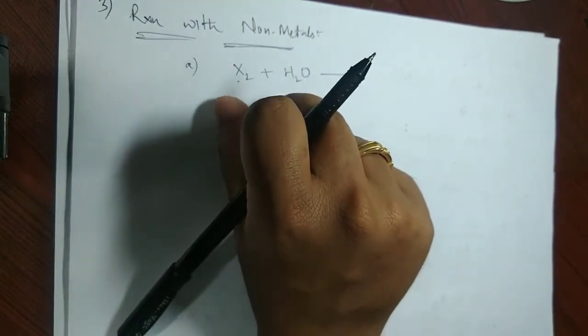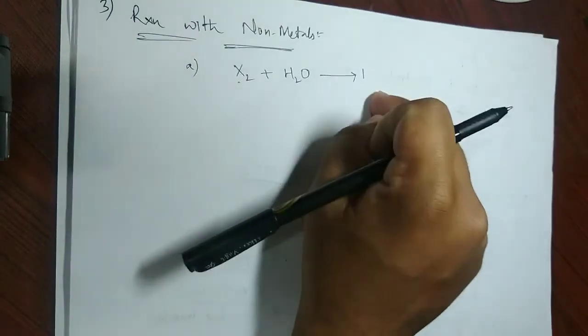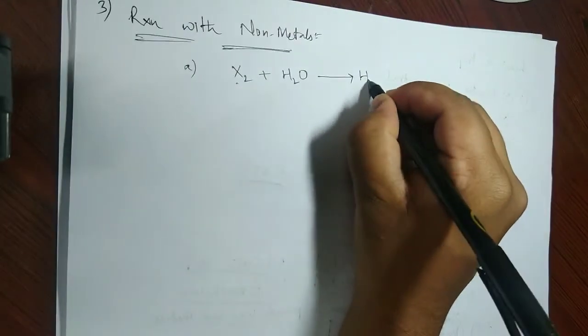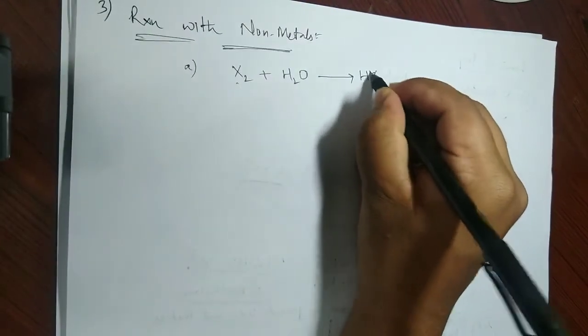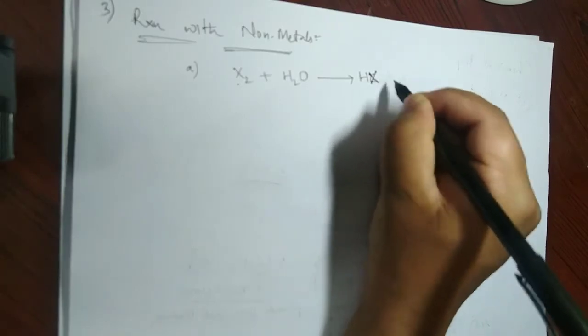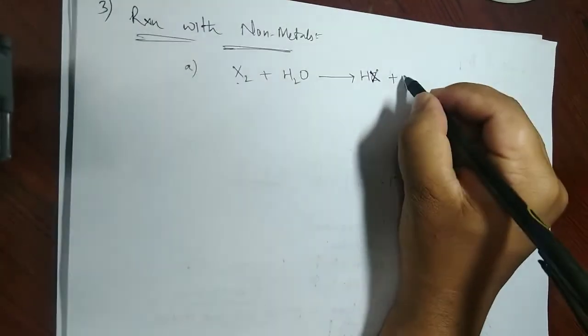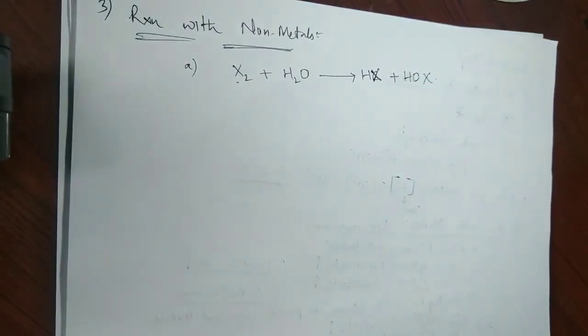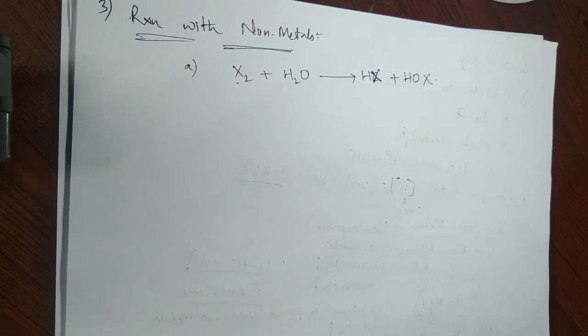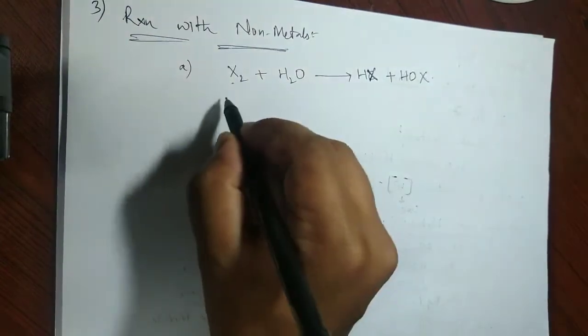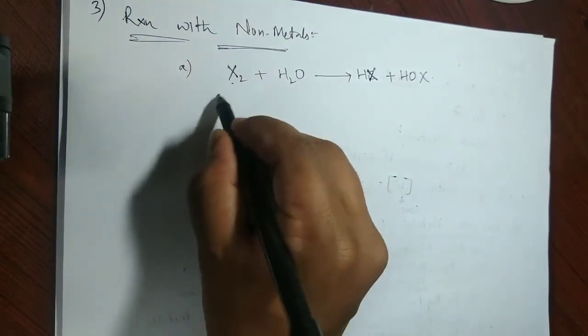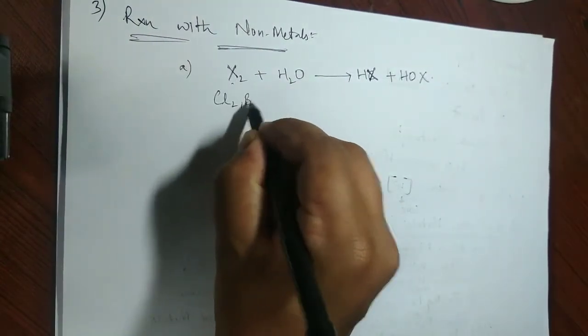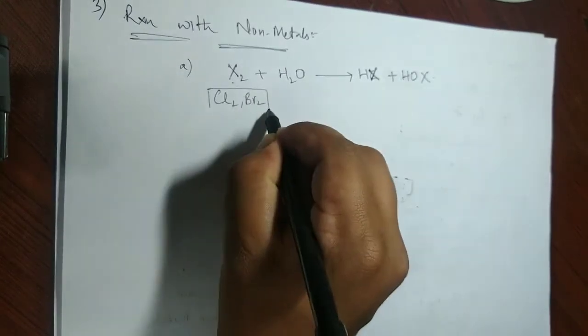What is the probability of the reaction happening, and what should it give? Obviously you are familiar with this already. HX plus HOX, that is hypochlorous acid. Hypohalous acid is formed in general, hypochlorous if it is chlorine. So a very important point is this: here the X2 stands for chlorine and bromine only.